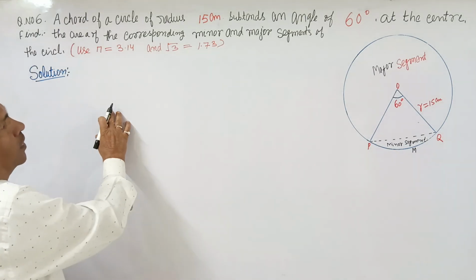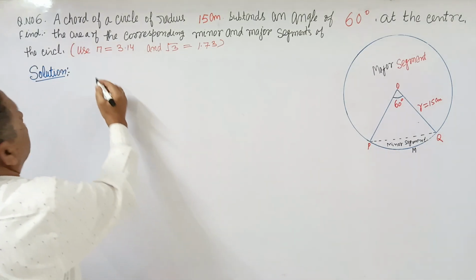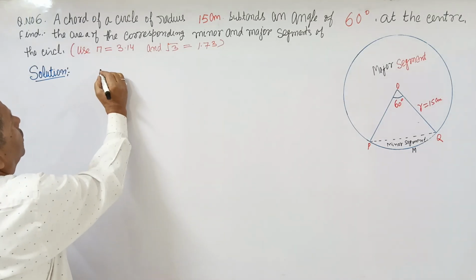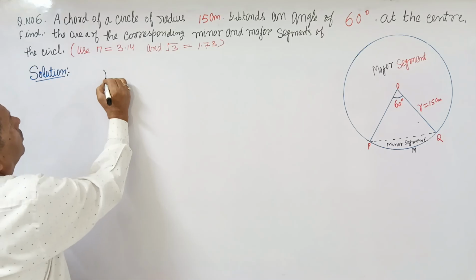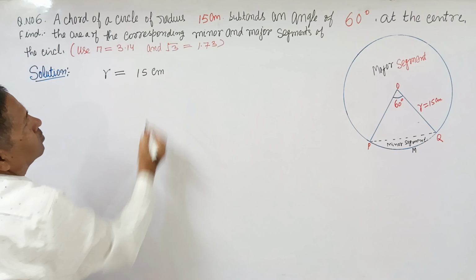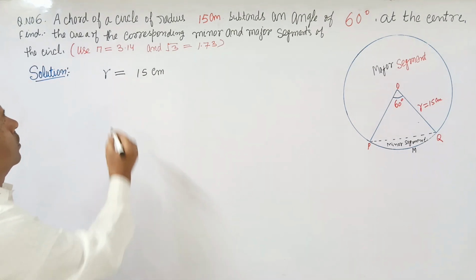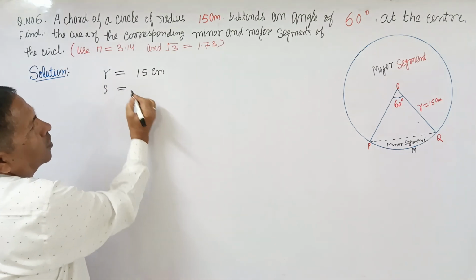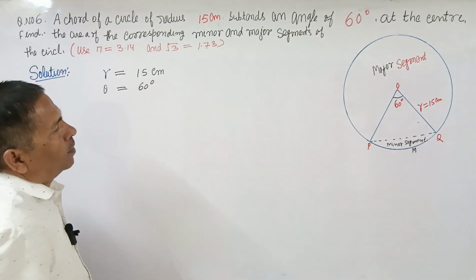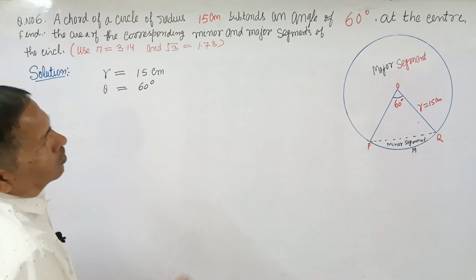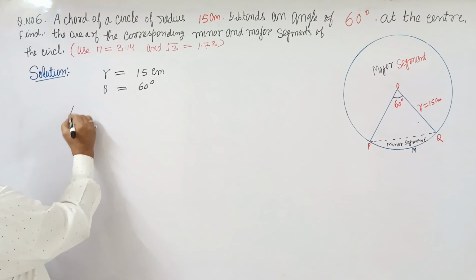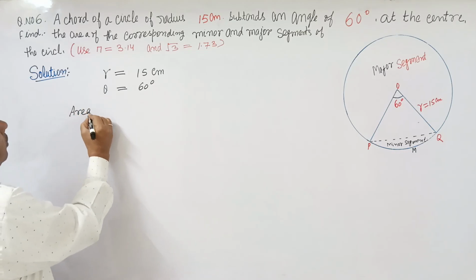So we will proceed like this. इसको सॉल्व करने का तरीका होगा, first we will write the given values. In this question, radius r equals 15 centimeter. Angle theta that is made at the center is 60 degree. Now we have to calculate the area of the minor segment first.